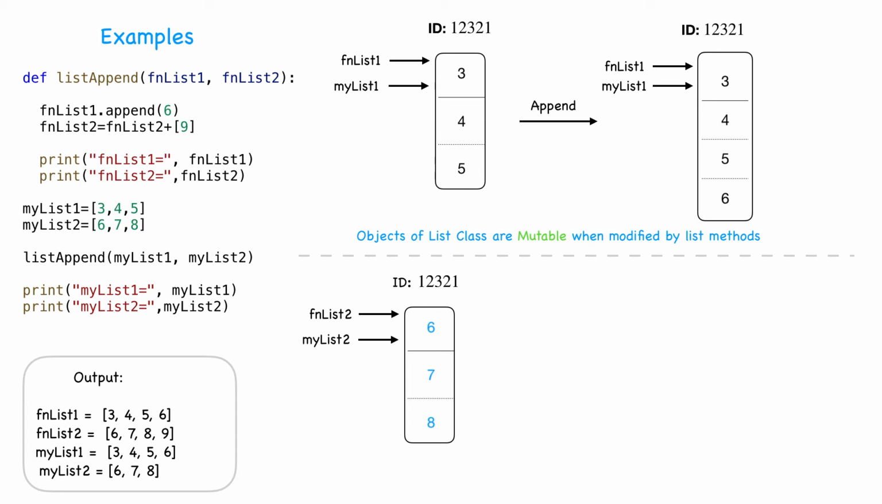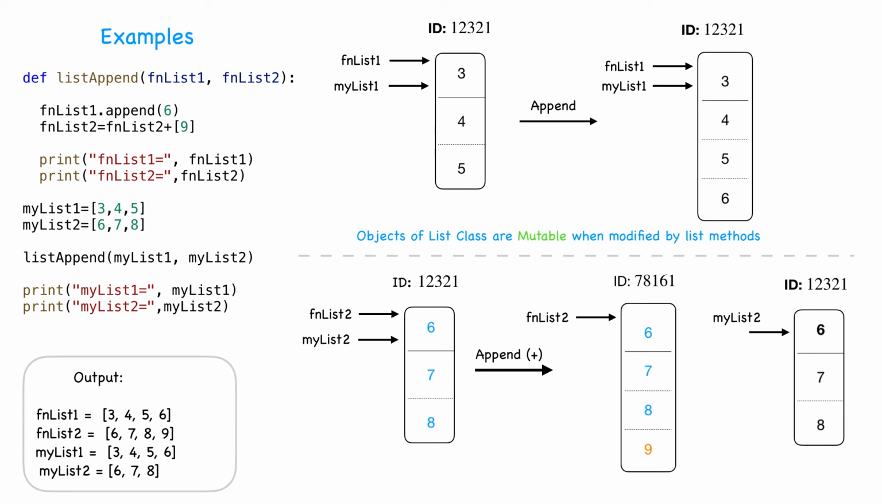So when you print mylist2 outside the function, what you get is 6, 7, 8, but you don't get the 9. The important thing to note, or the difference between the top and bottom example, is that objects of list class are mutable when modified by its methods. Here I am using the append operation. Append is an internal list method which is defined in the list class. So the changes are reflected both inside and outside the function.